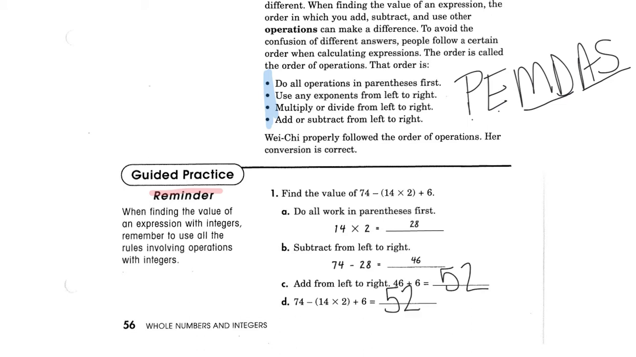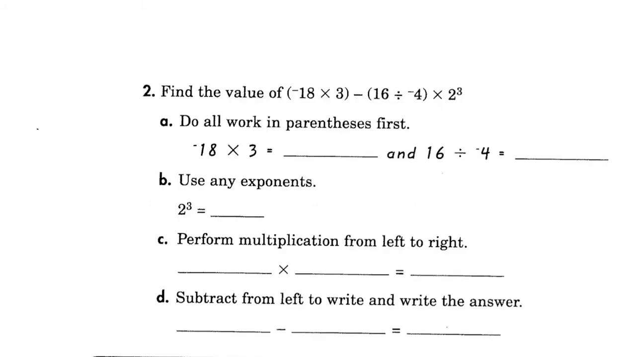As we get further in here, I'm going to show you some, I guess what you call shorthand in solving these problems. Now, right here it says find the value of negative 18 times 3 minus 16 divided by negative 4 times 2 to the third power.